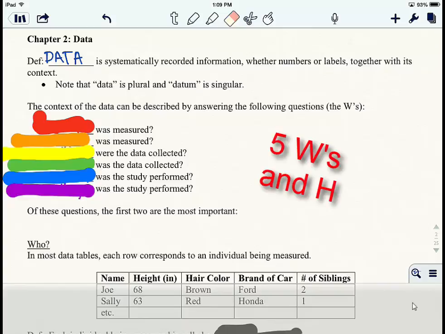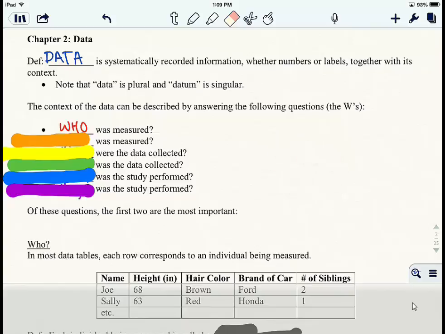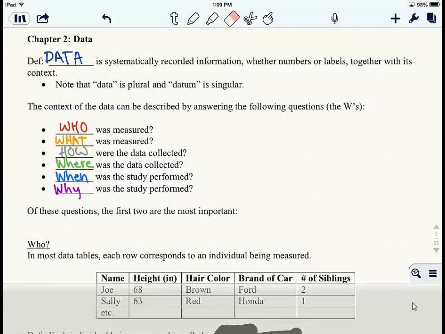The first question is, who was being measured? The next question is, what was being measured? The next is how, there's our H. How were the data collected? Then we have where was the data collected, when was the study or experiment performed, and why was the study or experiment performed. Of these questions, the first two are the most important.